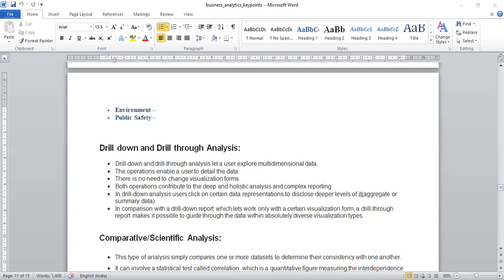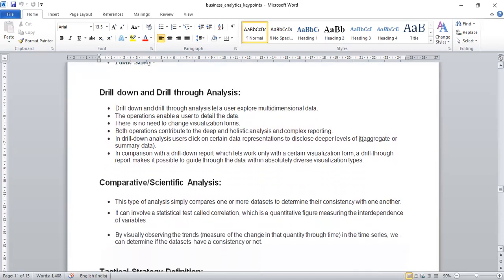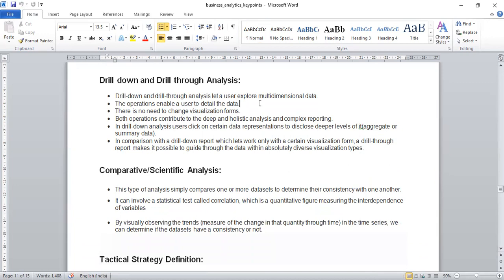So just go through this, drill down and drill through.